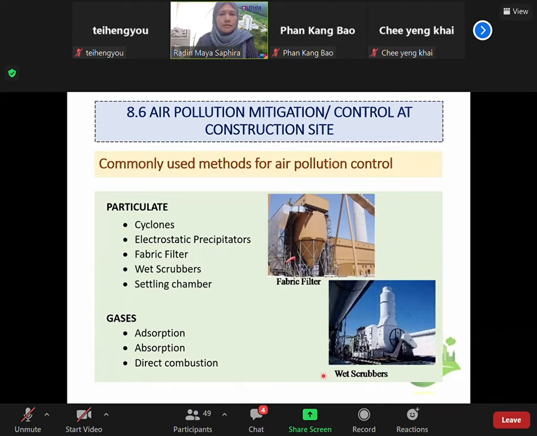Okay, then this is the methods for the air pollution control. We have, for example, cyclones, electrostatic precipitators, fabric filter, wet scrubber, settling chamber. This is to remove or to minimize the particulate, or dust. Particulate sama dengan dust, same. And for gases, we use absorption, or direct combustion. Kalau adsorption ni on the surface, tapi absorption dia boleh masuk dalam kita punya sistem. Di dalam ni, maknanya dia absorb ke dalam ya.